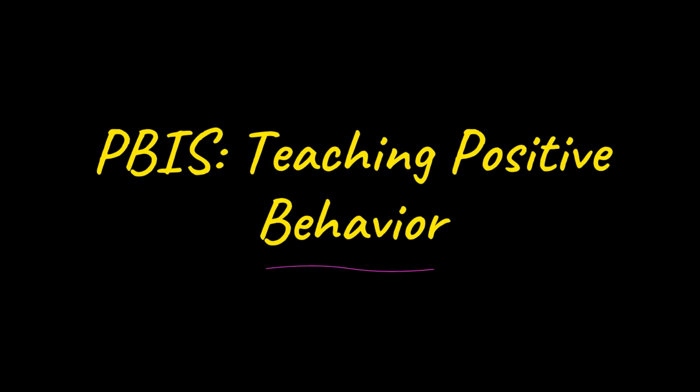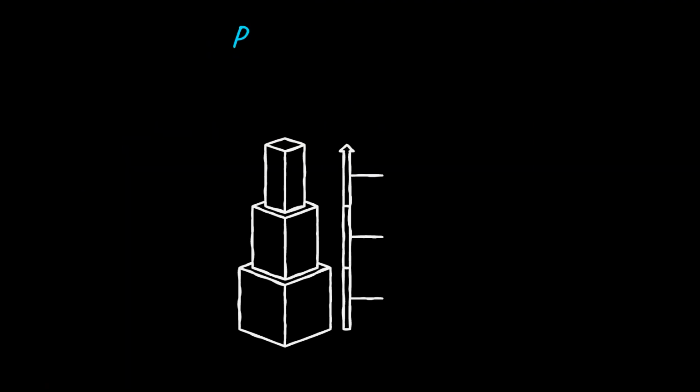Positive behavioral interventions and supports is a proactive, school-wide framework that teaches expected behaviors rather than simply punishing unwanted ones. Instead of reacting to misbehavior, it prevents it by building a positive climate across the entire building. PBIS treats behavior the way schools treat academics. Students receive explicit instruction in what is expected, see it modeled, practice it, and receive feedback and reinforcement, the same cycle used to teach reading or math.